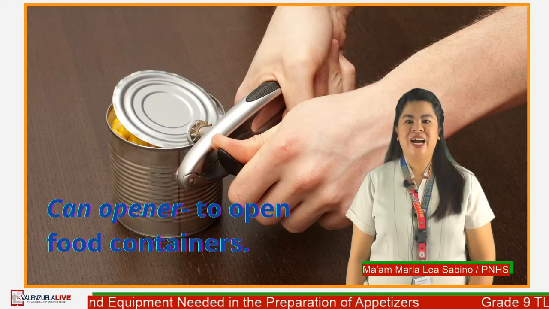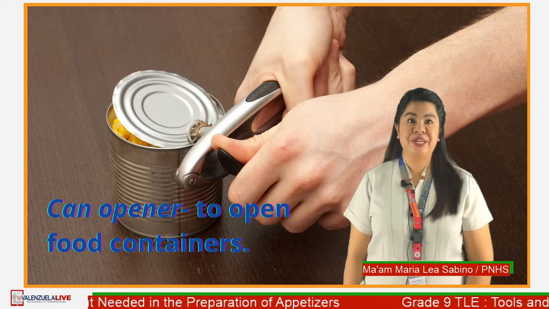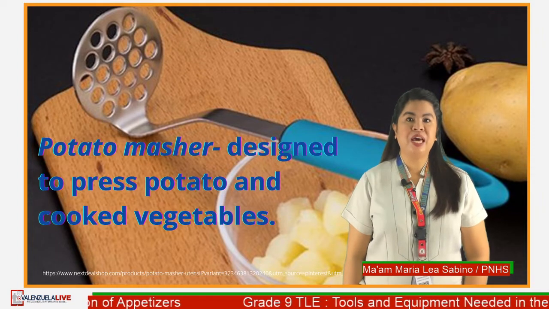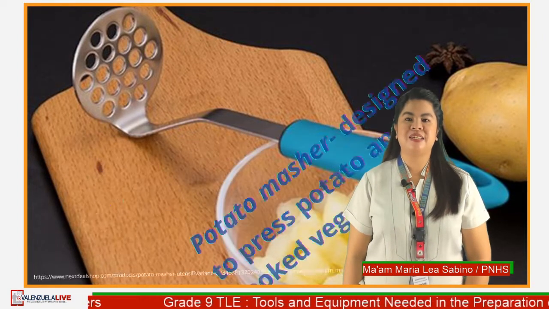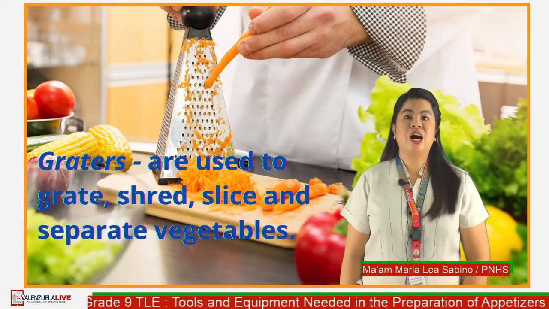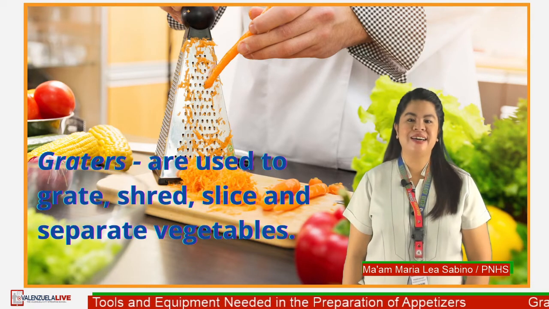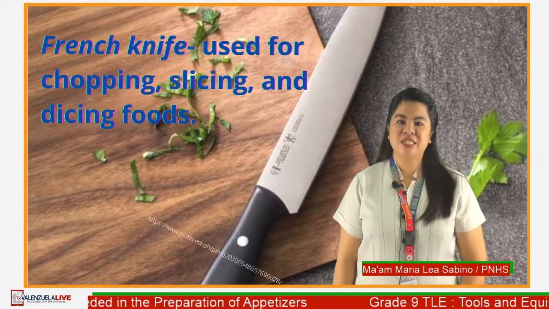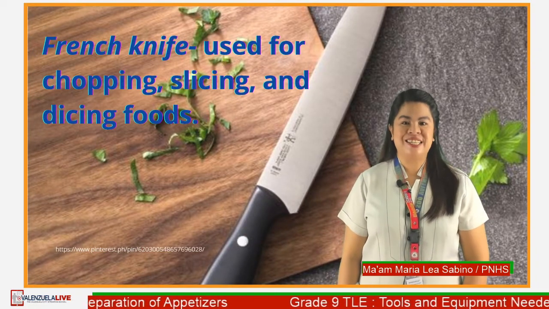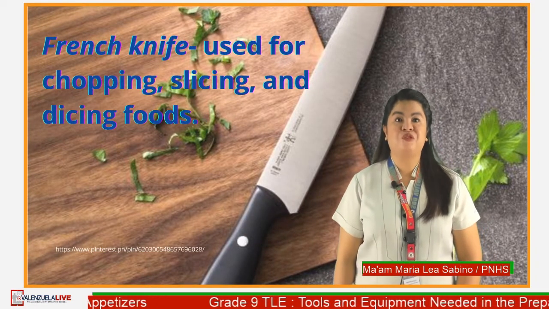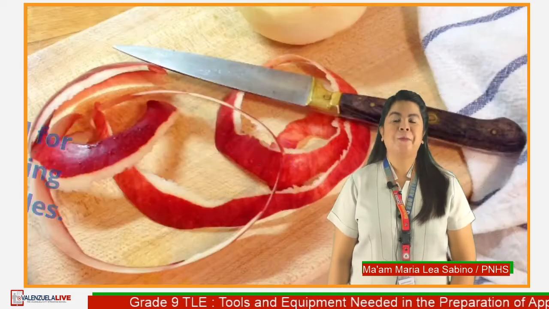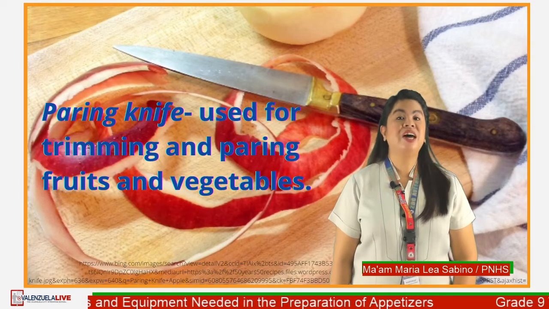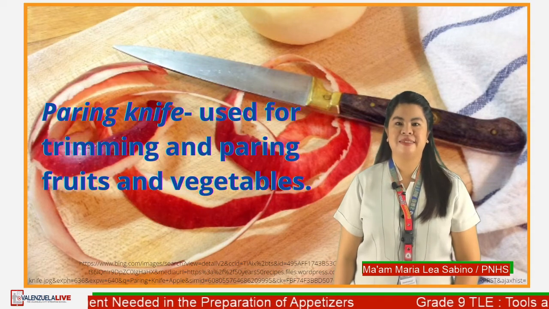Can opener to open the food containers. Potato masher is designed to press potato and cooked vegetables. Graters are used to grate, shred, slice, and separate vegetables. French knife used for chopping, slicing, and dicing foods. Paring knife is used for trimming and paring fruits and vegetables.